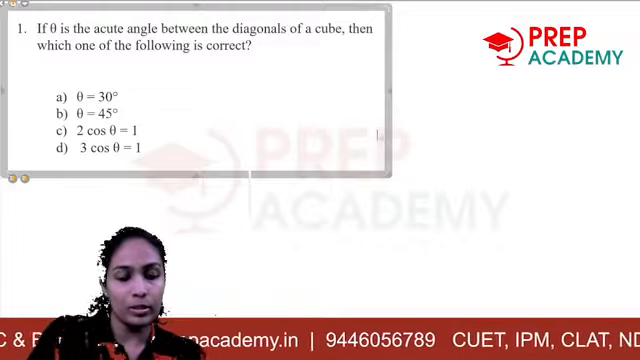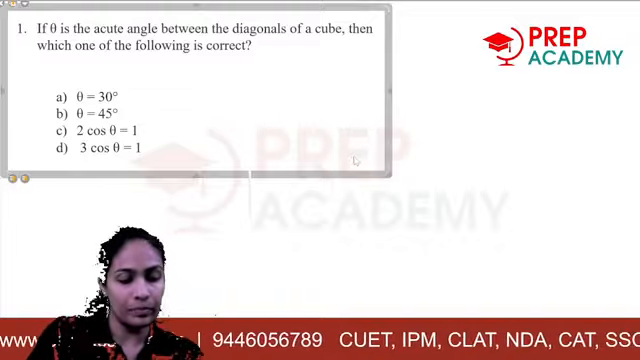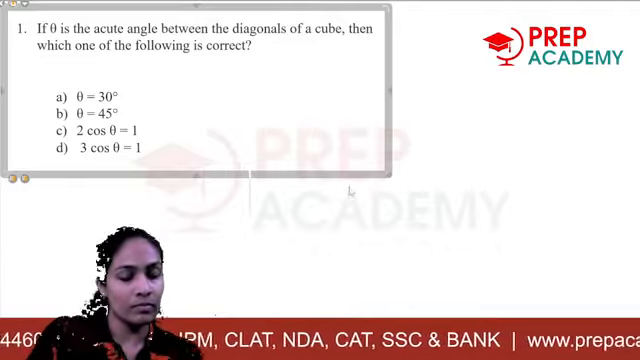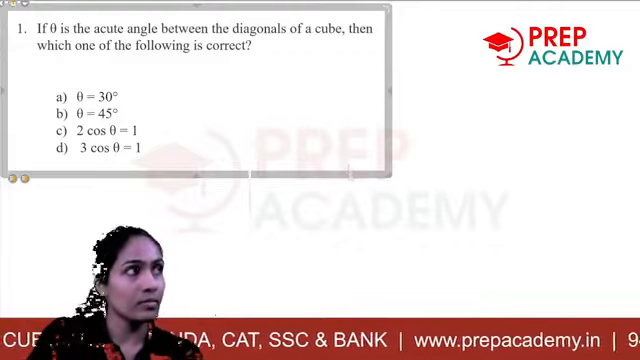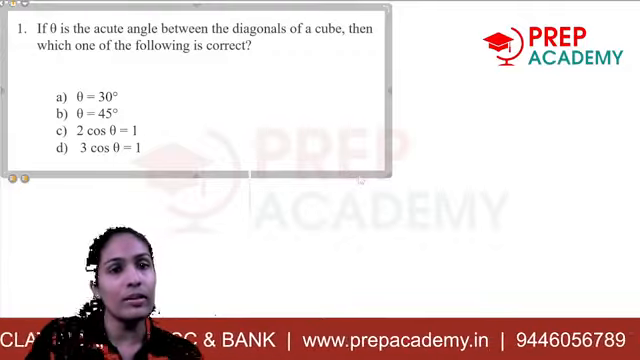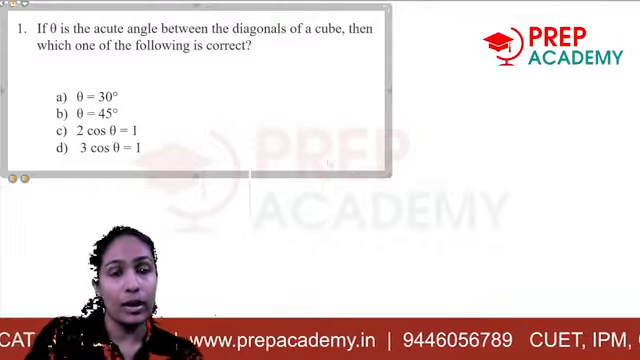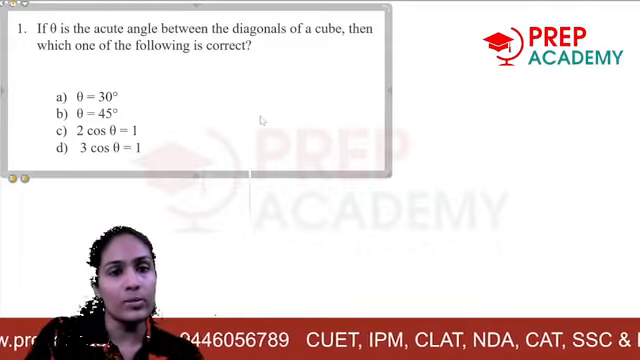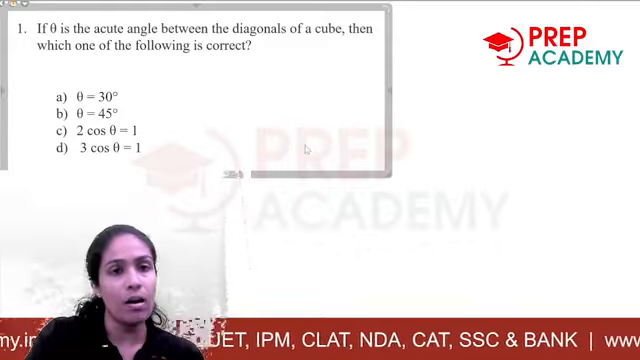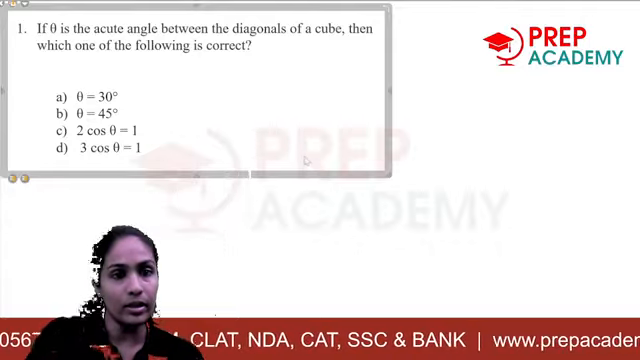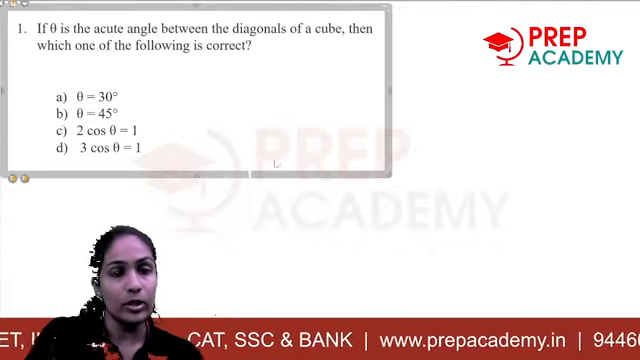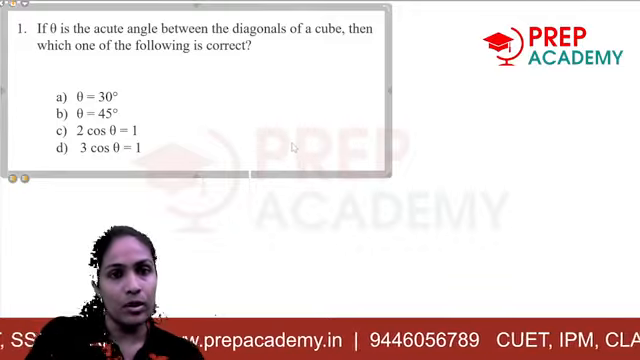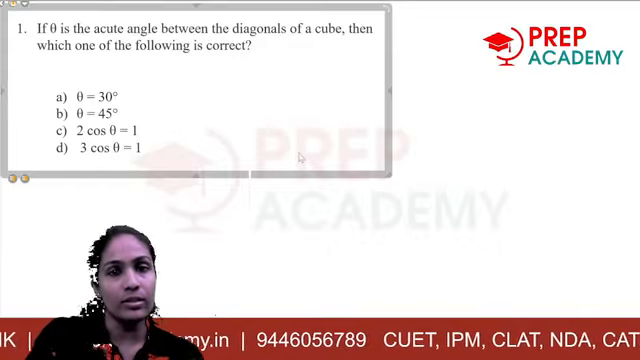So we can move to the questions. First question. If theta is the acute angle between the diagonals of a cube, then which one of the following is correct? Options are: option A, theta equal to 30 degree; option B, theta equal to 45 degree; option C, 2 cos theta equal to 1; and option D, 3 cos theta equal to 1. So you are asked to find the acute angle between the diagonals of a cube.